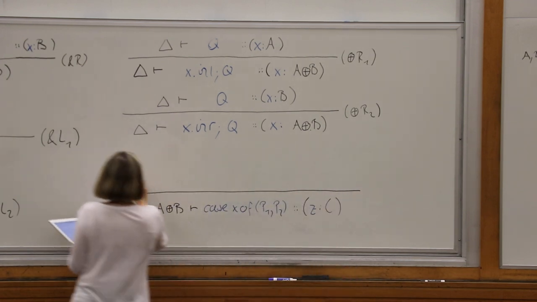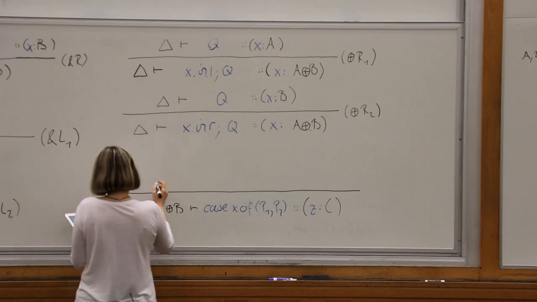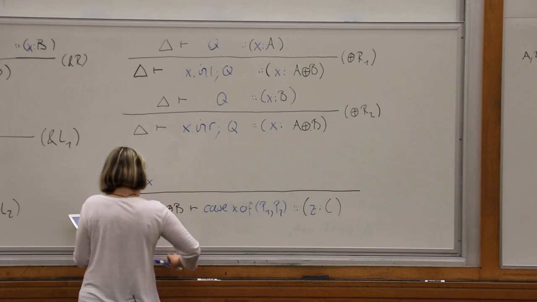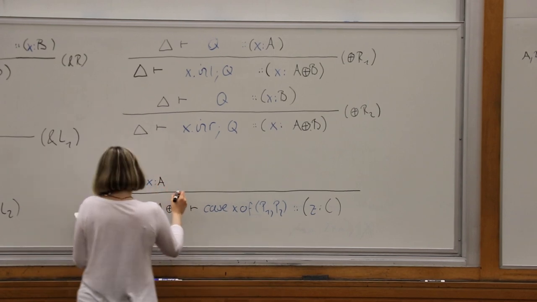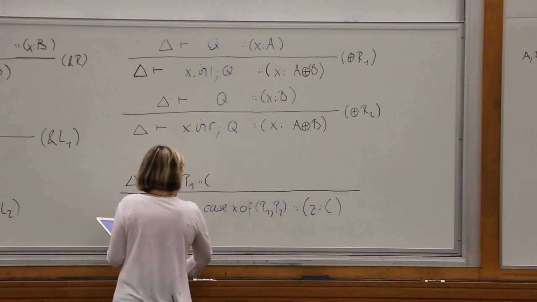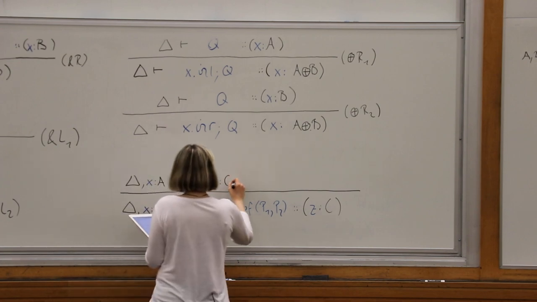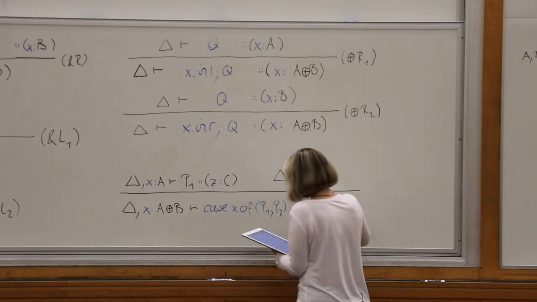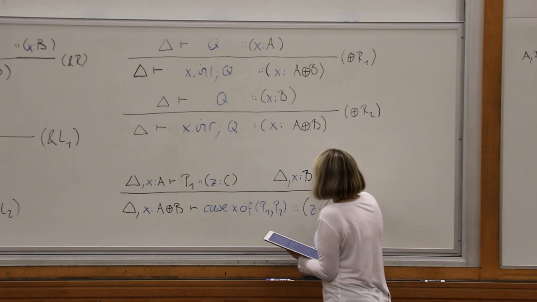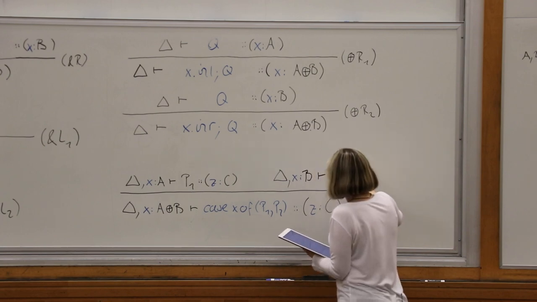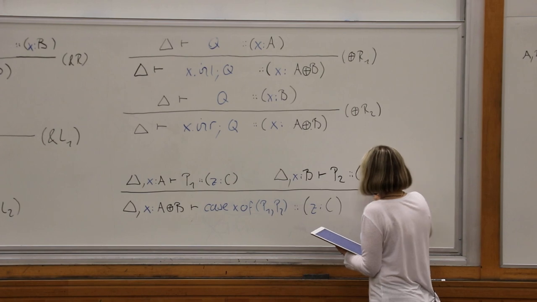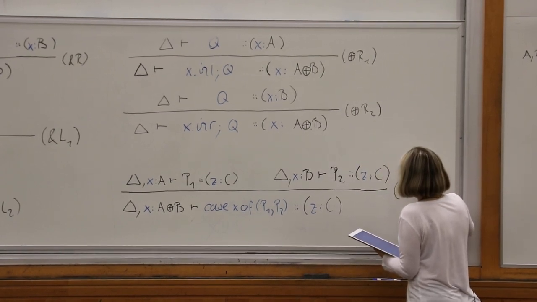And then here in the premise, we now have two premises. One time where X is of type A, in which case we execute P1, and we still offer A C. And then we have another premise where this time the X is of type B, and we execute P2, but we still offer A C. All right. And now we have the left rule.